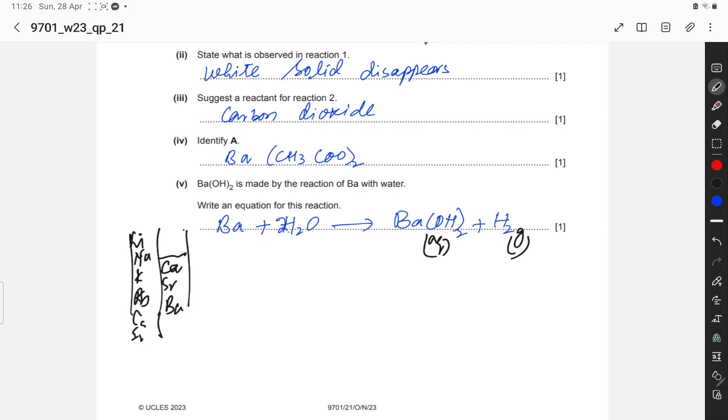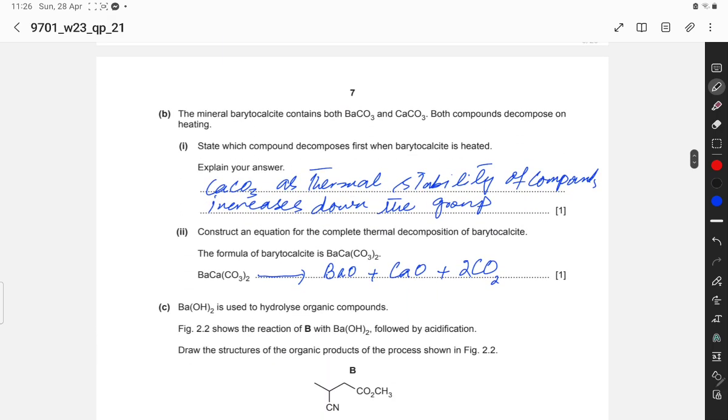So all these metals of group 1 and 2 show the same reaction.